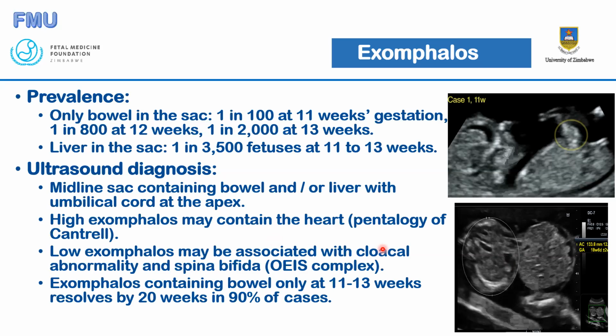So exomphalos containing bowel only at 11 to 13 weeks resolves by 20 weeks in 90% of the cases. So this is very important when counseling the couples, for them to know that some of the defects you pick very early on have the opportunity to resolve, especially if the liver is not involved.